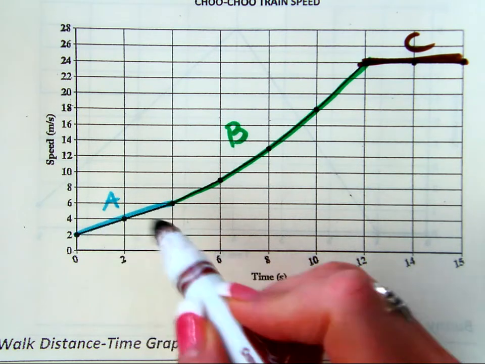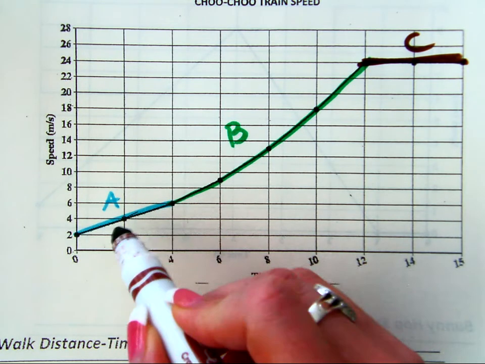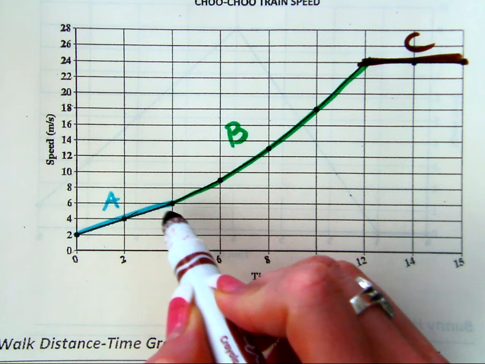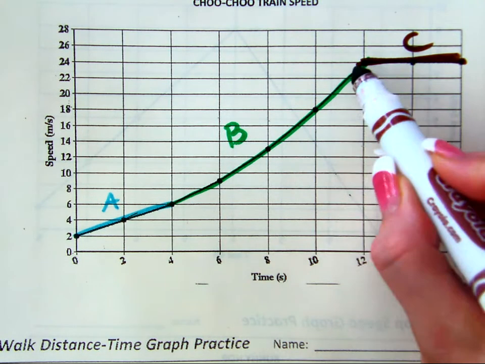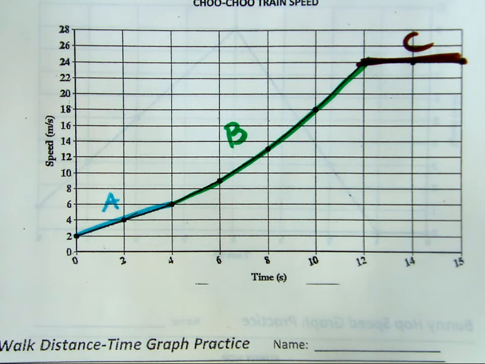It's speeding up at a steady rate right here. Or not, I'm sorry, not a steady rate. Its speed is increasing, continues to increase. And what happens eventually when you're driving? Eventually you reach the speed that you desire, and then you stay at that speed, right? Until you have to slow down for a red light or make a turn or whatever.